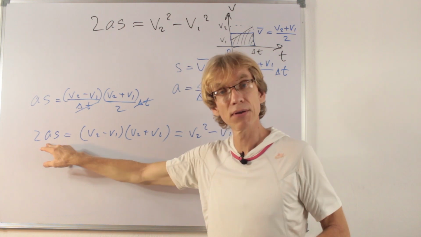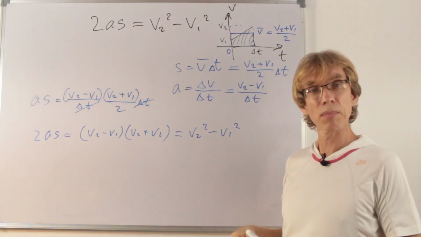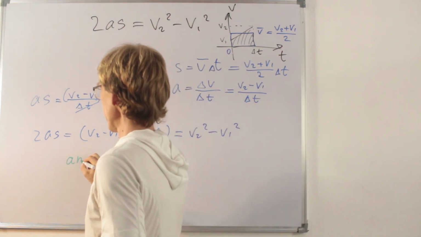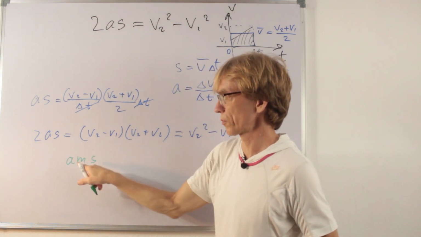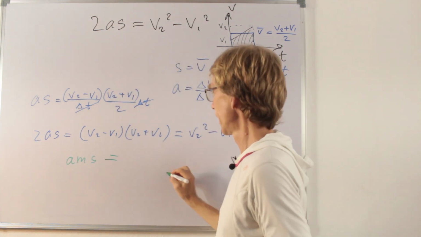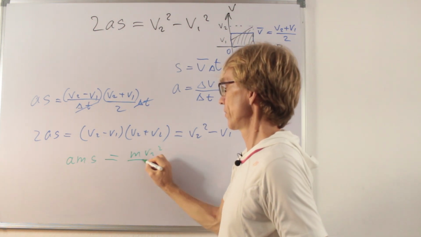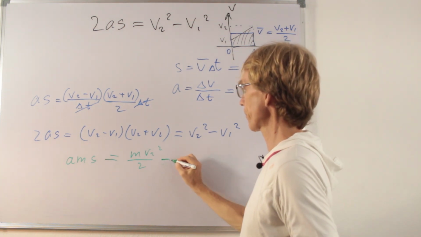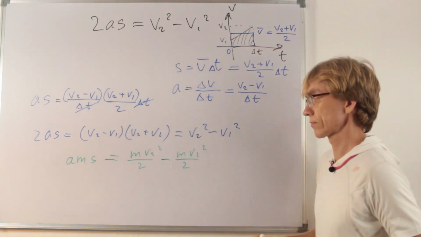Let's divide left and right of this equation by 2 and multiply by mass. Let's see what happens. Acceleration, mass, distance. I divided by 2, I multiplied by mass. Multiplying by mass, mv squared, dividing by 2, and the same here, mv1 squared over 2.